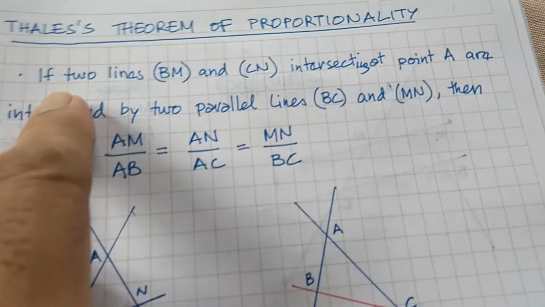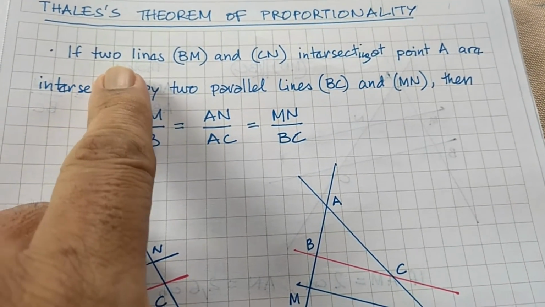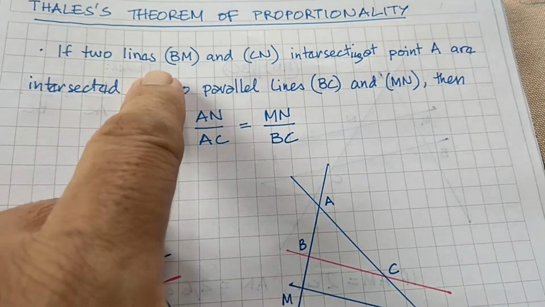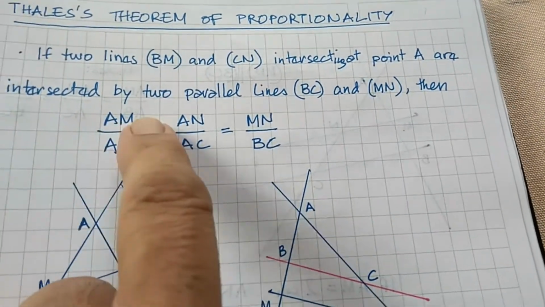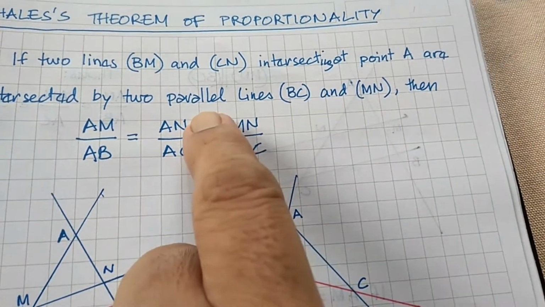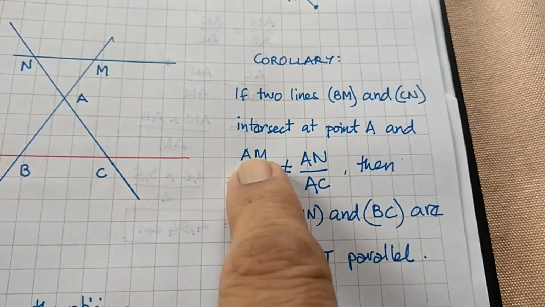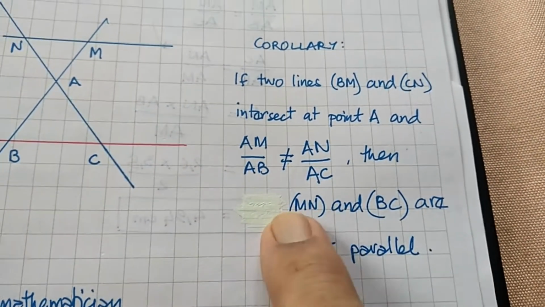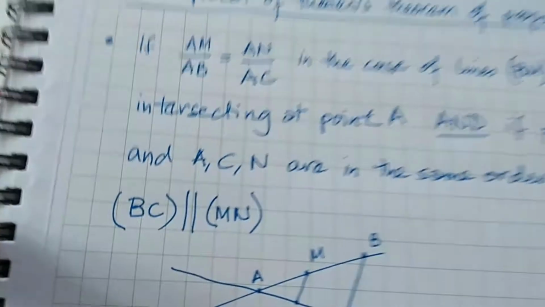So here, what is the hypothesis? If two lines BM and CN intersecting at point A are intersected by two parallel lines. So here the hypothesis is that BC and MN are parallel. Here the hypothesis is that this ratio is true. So then the consequence is that these two lines are parallel. In more formal terms, this is the way it is written.